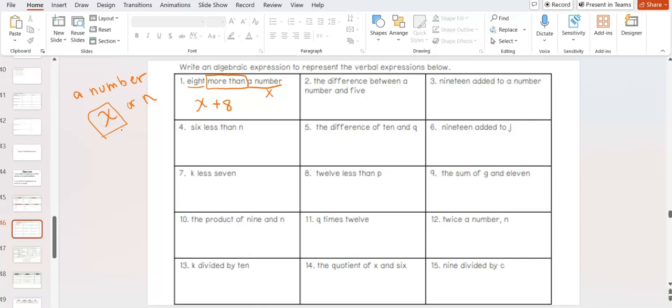Okay, number 2, the difference between a number and 5. So I have, again, a number. We know that's going to be x. We have 5, and then the difference between. Difference, if you look back on your page, means subtraction. The difference between a number and 5. So I have a number, and I'm going to take away 5. That's the difference between a number and 5.